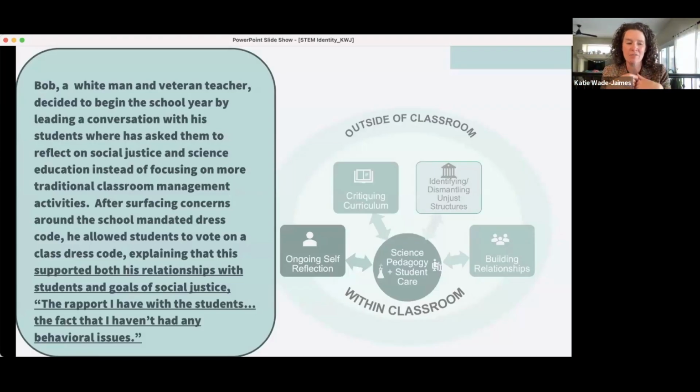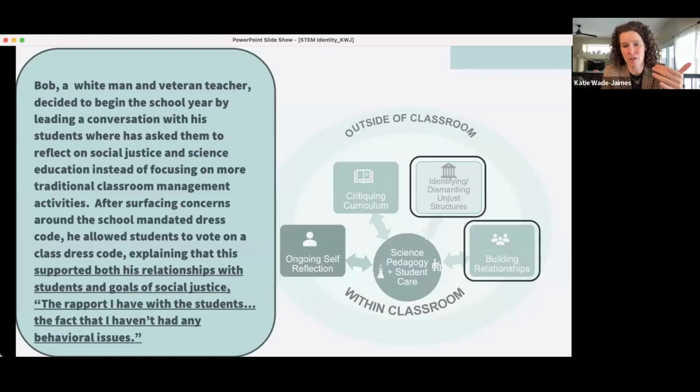And then later he said, even though he himself had at times been critical of the way the students dressed, as soon as he allowed them to vote and kind of let go of it and let it be their decision, it supported both his relationships with his students and his goals of social justice. And he talked about how he now had such a better rapport with his students and hasn't had any of the behavioral issues in the classroom that he'd had in the past. So again, he's really focusing on building relationships and also dismantling those unjust discipline structures.